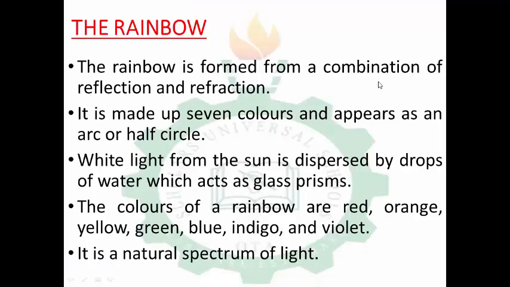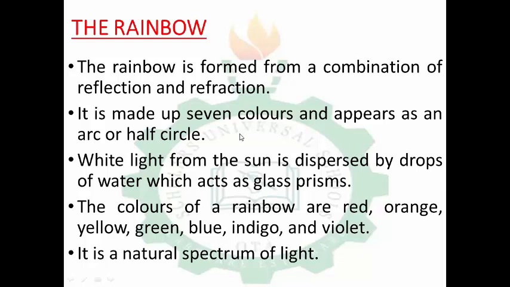Now, the rainbow. The rainbow is formed from a combination of reflection and refraction. It is made up of 7 colors and appears as an arc or half circle. White light from the sun is dispersed by drops of water which act as glass prisms. The colors of the rainbow are red, orange, yellow, green, blue, indigo and violet. It is a natural spectrum of light.